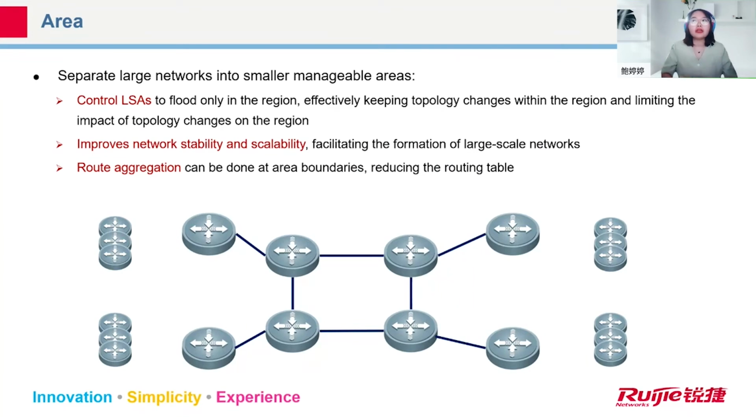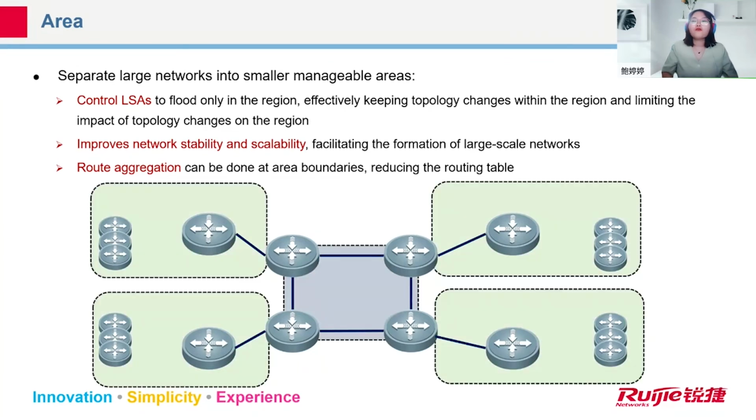It is divided into different areas. After we divide the network like this, into 5 areas, we can control LSAs to flood only within the region. And between different regions, we can use a new LSA to indicate this information, but the detail is less than the first LSA. So this is the first one. And the second one, we can improve the network stability and scalability. What's the meaning? For example, if in this area one link is broken, all the routers in this area have to know the detailed information.